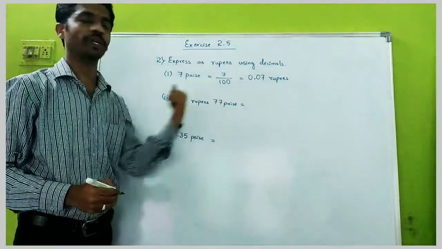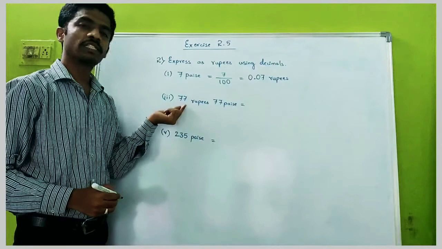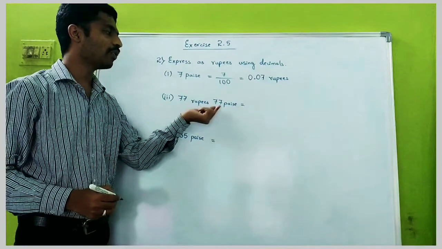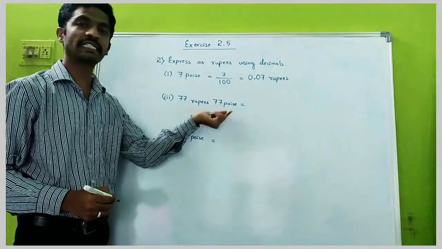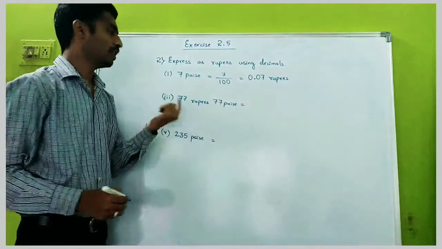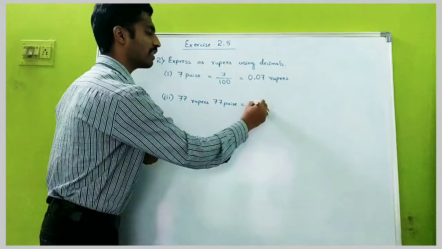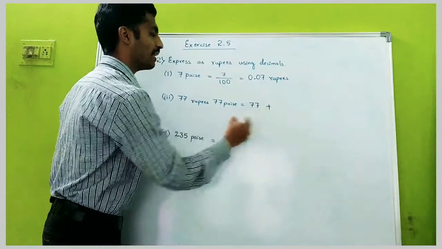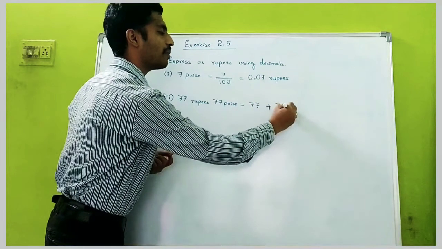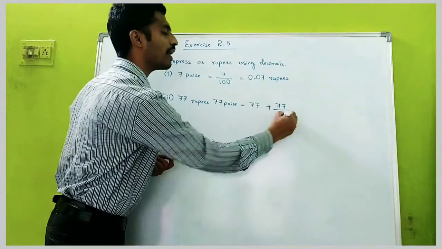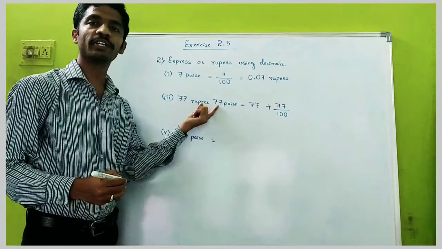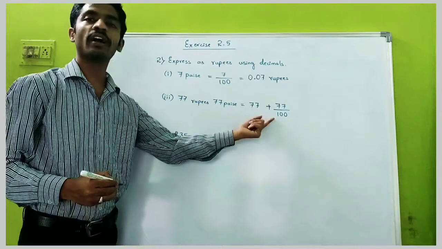expression in the rupees. Now 77 rupees they only given. We have to just convert this 77 paise in terms of rupees. So how I will write? I will write this 77 rupees plus 77 paise divided by 100. Why? Because I am converting this paise into rupees. That's why I am dividing it by 100.